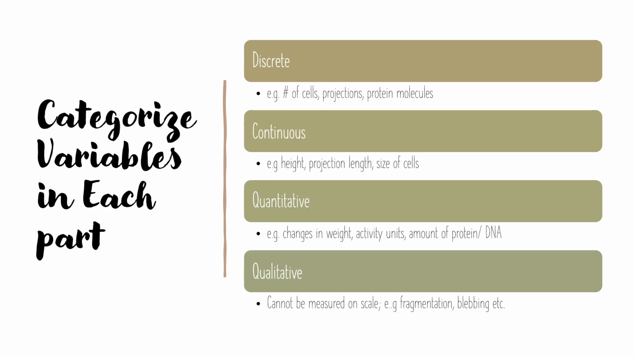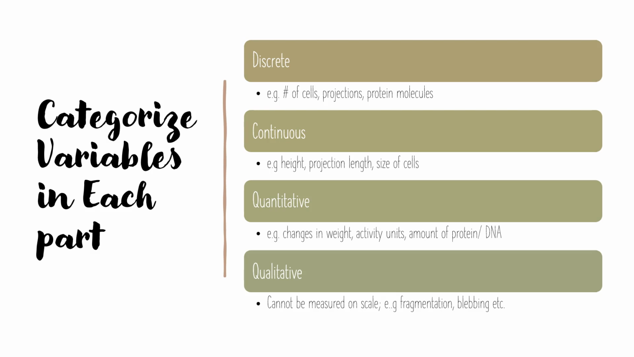Qualitative data at the end of the day are data sets that cannot be measured on a scale. So they are more just the way things look or the way things behave. So it would be like fragmentation of DNA or blebbing of cells to indicate death. Or, for example, presence or absence of a particular morphology that we are looking at.